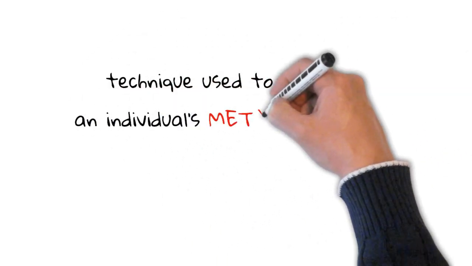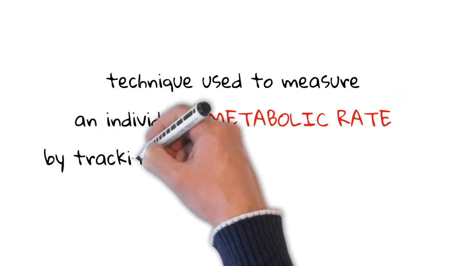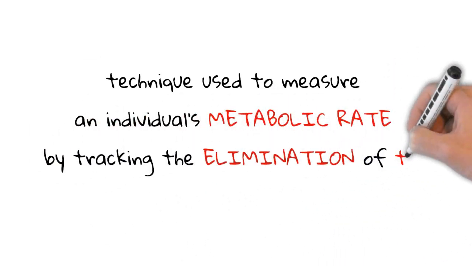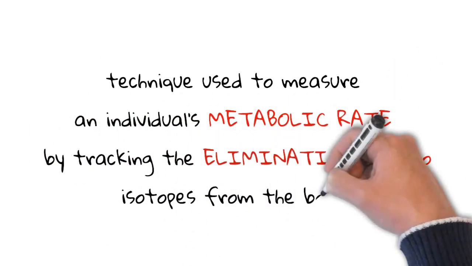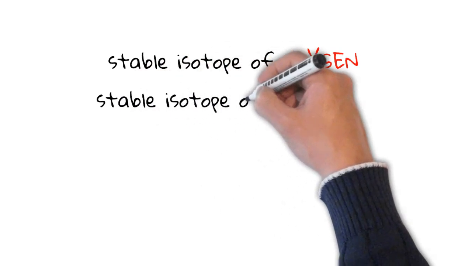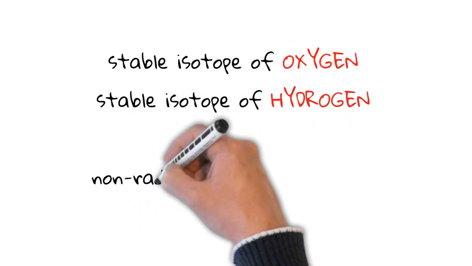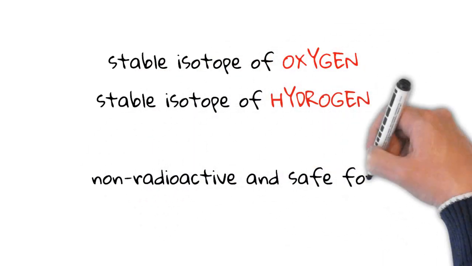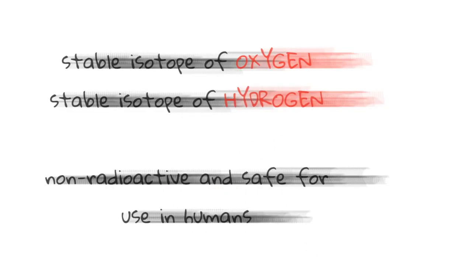Doubly labeled water is a technique used to measure an individual's metabolic rate by tracking the elimination of two isotopes of water from the body. Doubly labeled water uses a stable isotope of oxygen and a stable isotope of hydrogen, both of which are non-radioactive and safe for use in humans.